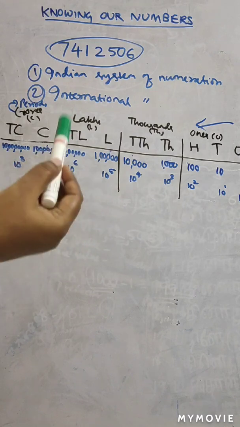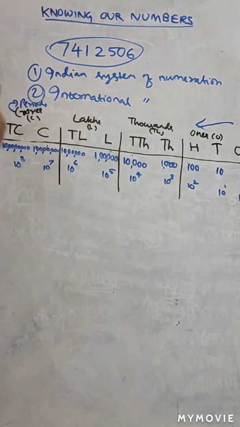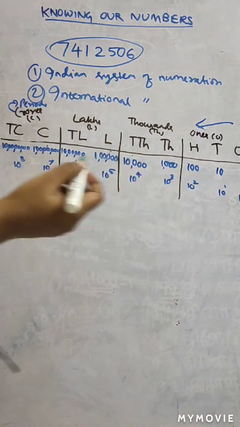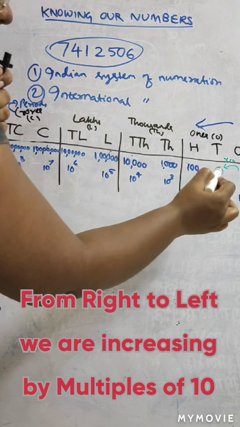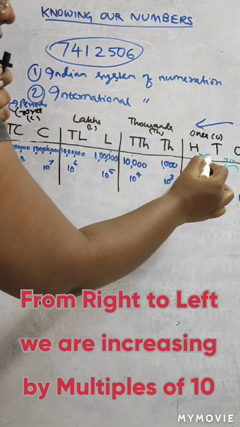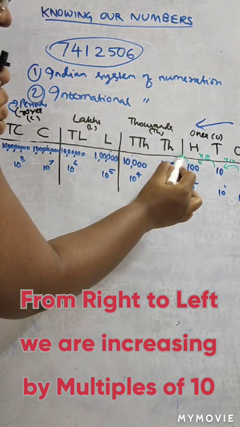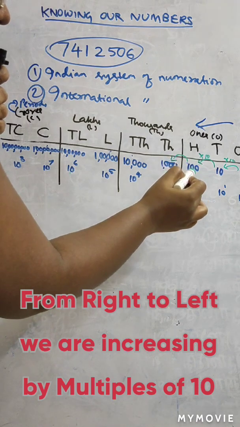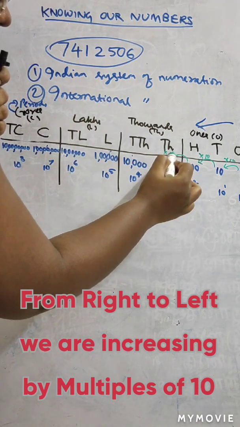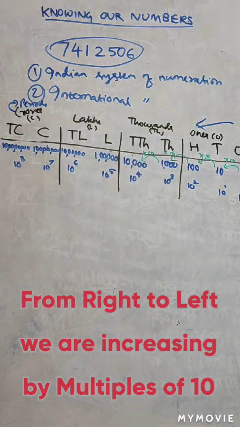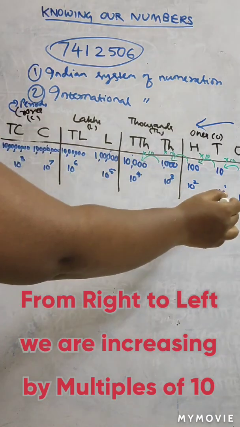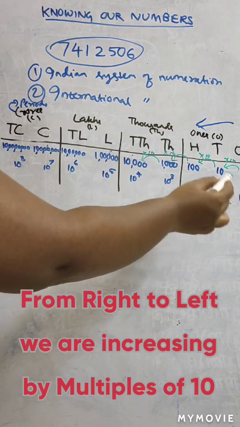You can continue. Now we see that as we move from the right to the left, we are increasing by multiples of 10. So here ones place is nothing but 1, so 1 into 10 gives me 10, that's a tens place. Now 10 into 10 gives me 100. 100 into 10 gives me 1000, that's a thousands place. 1000 into 10 gives me 10,000. So there is an incremental way of multiples of 10 as we move from right to left.